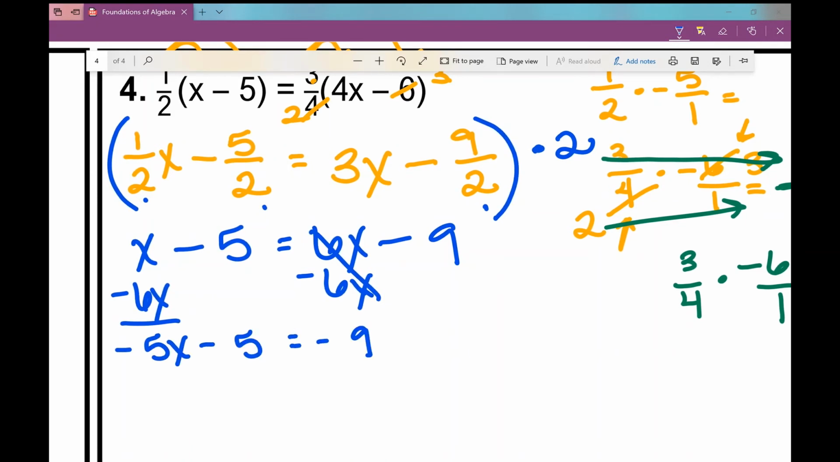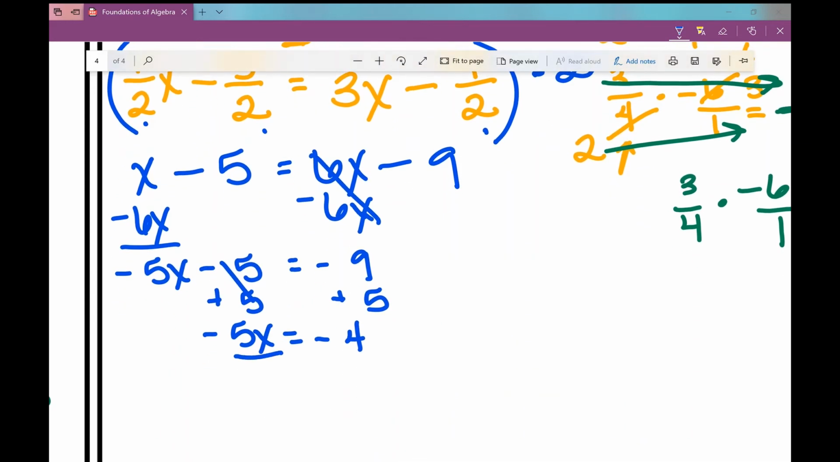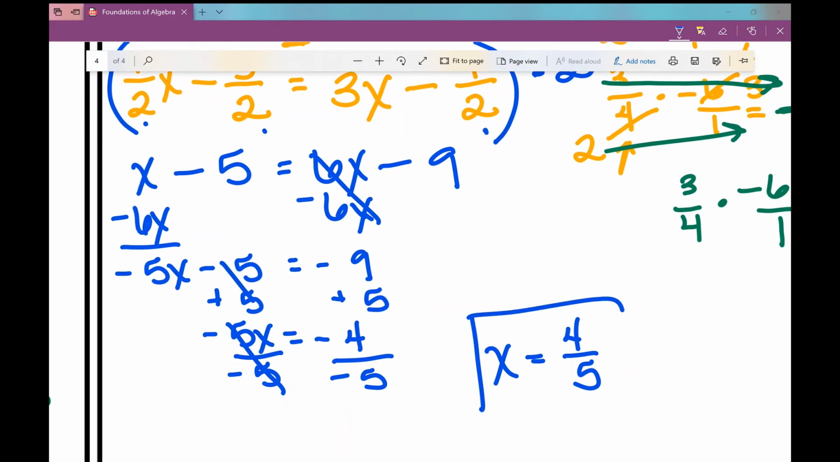What do I do at this point? Add 5 to both sides. Negative 5x equals negative 4. Now I'm going to divide both sides by negative 5, and x equals positive 4/5. There you go. Let's look at our last two examples.